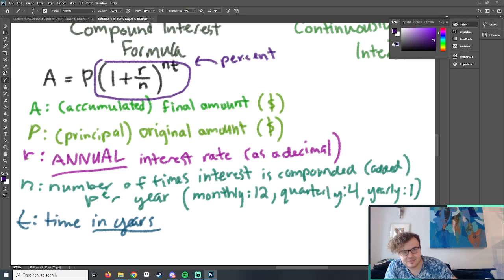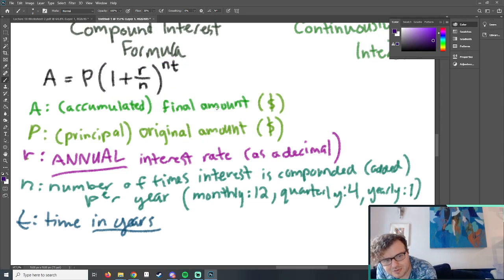When you realize that this number is a percent, it suddenly makes the rest of it make a little bit more sense, because it's actually a couple of percents multiplied together, right? This 1 plus R over N is also a percent, and this NT is how many times you're multiplying by that percent. So let's break it down and look at what the percent is first, and then why we multiply it by itself NT times. The 1 here represents 100%, right?